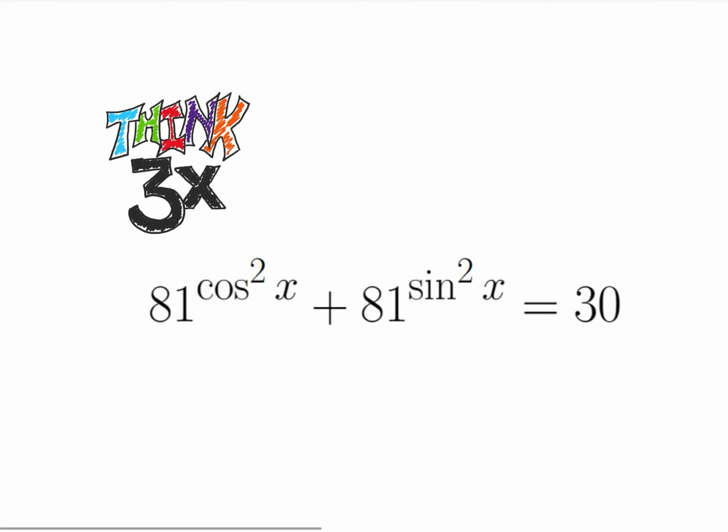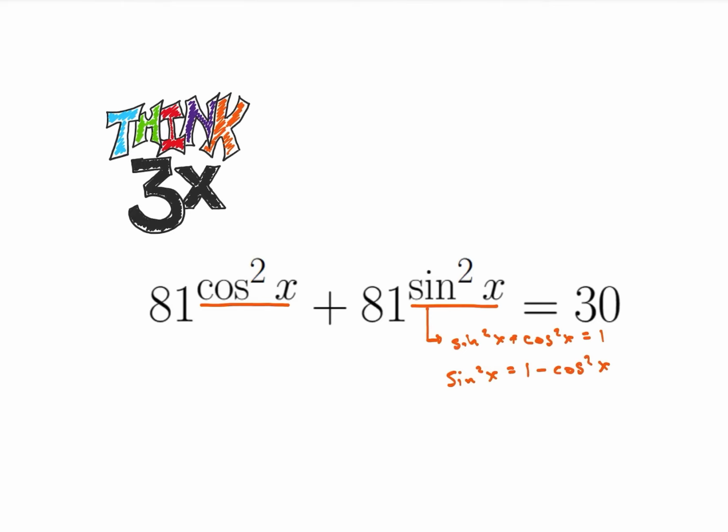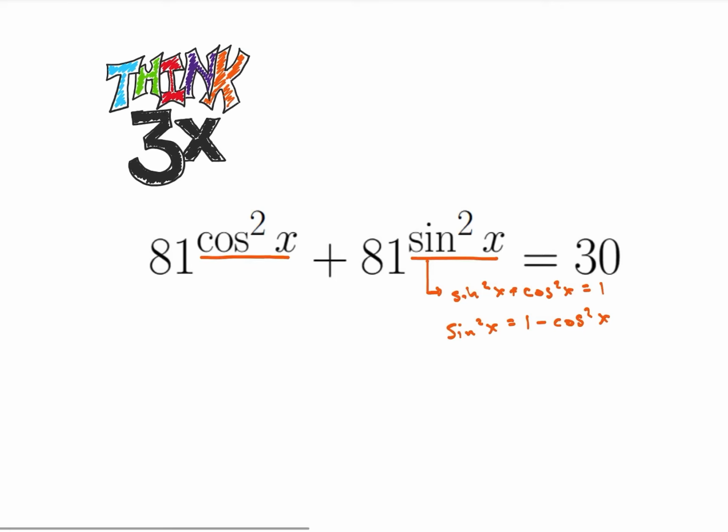So the first thing we notice here is we have cosine squared of x and sine squared of x. So in some way we're probably going to have to manipulate those with trig identities. And that's what I'm going to start off with here today. If you recall, sine squared of x plus cosine squared of x is equal to 1, which means that sine squared of x is equal to 1 minus cosine squared of x. So let's go ahead and do that substitution.